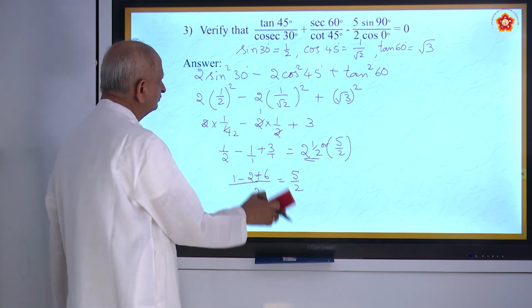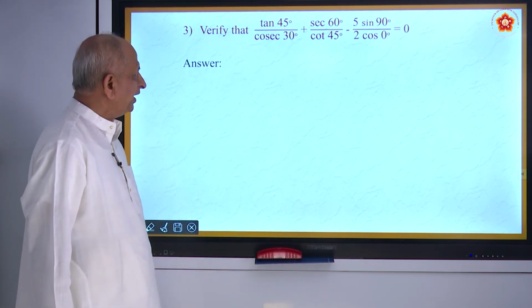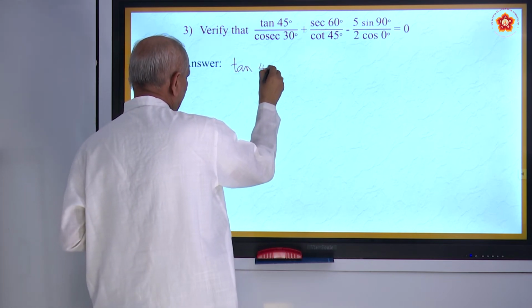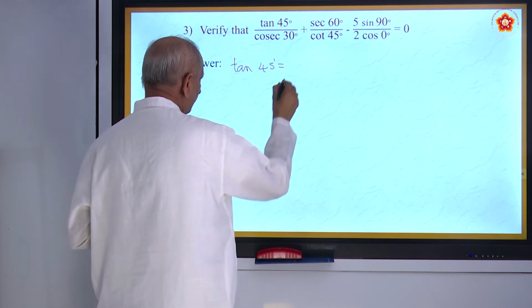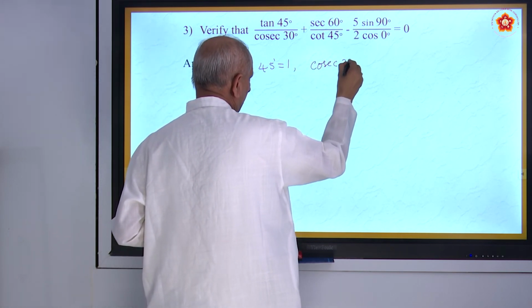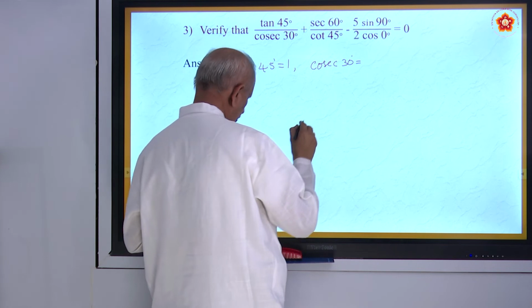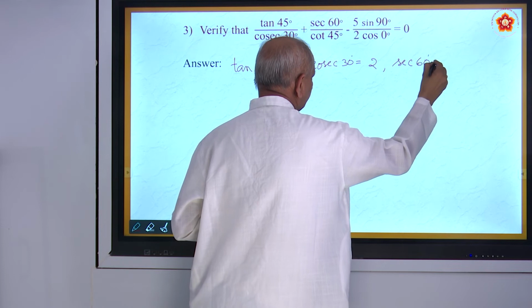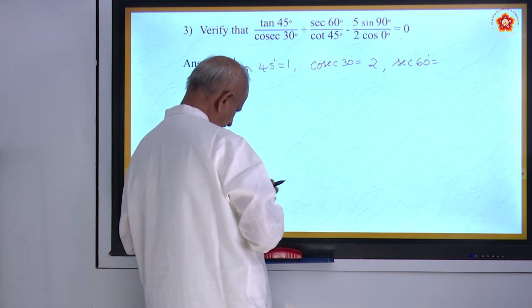And next question. The next question is tan 45 by cosec 30 plus secant 60 by cot 45 minus 5 sin 90 by 2 cos 0. So we want the value for tan 45. How much? Tan 45 as per table is 1. Apply all the values. Cosec 30 as per table is 2. Secant 60 as per table is 2.